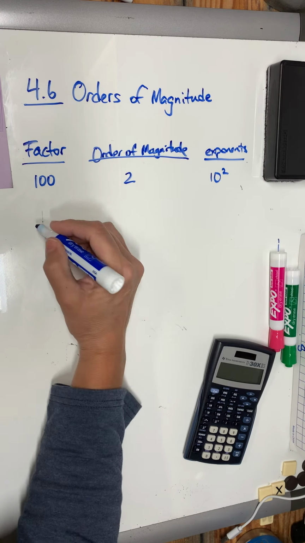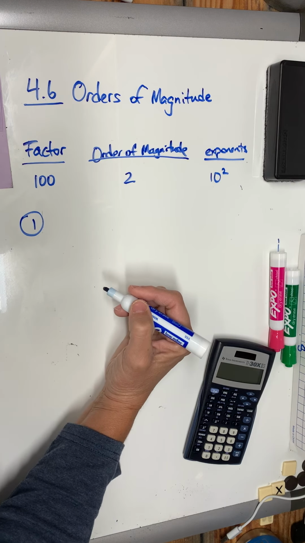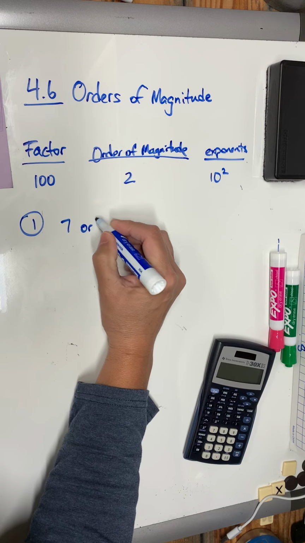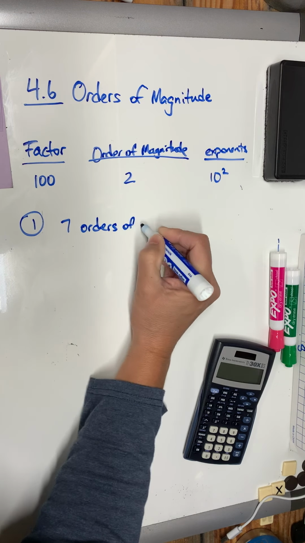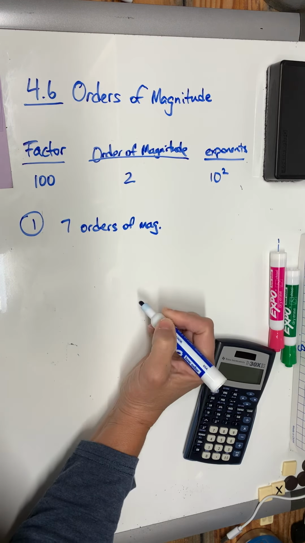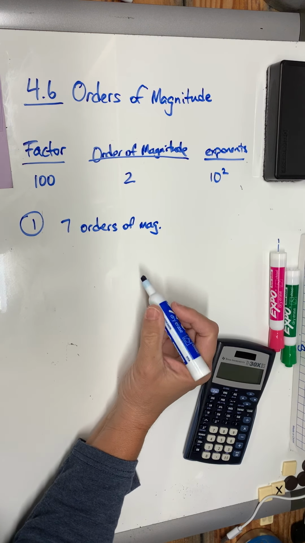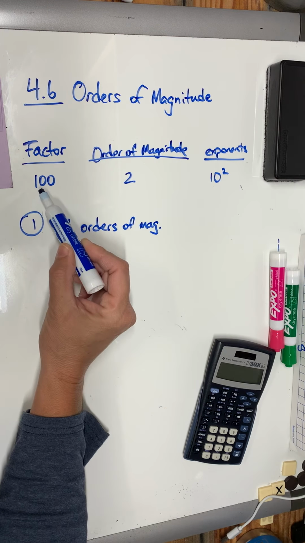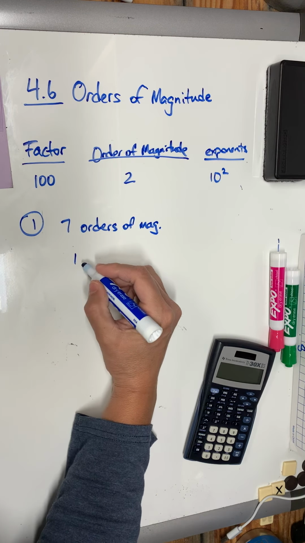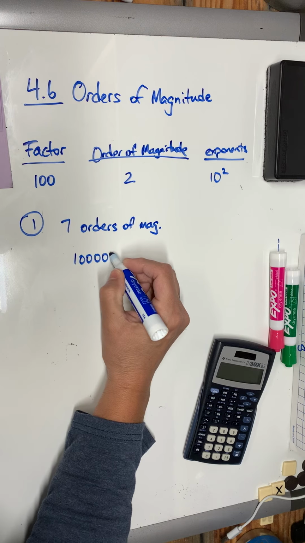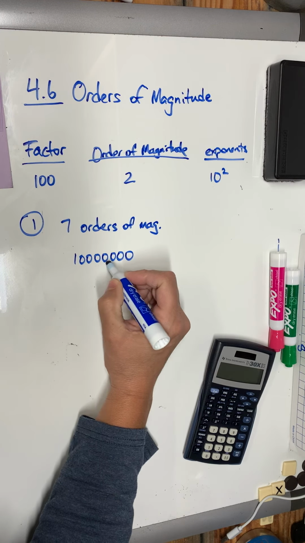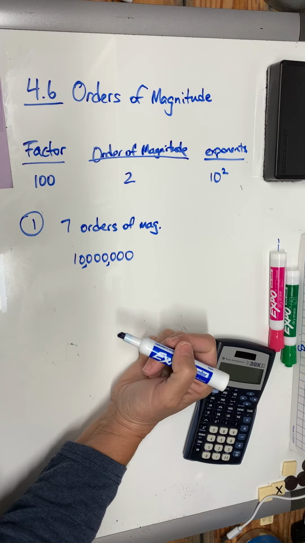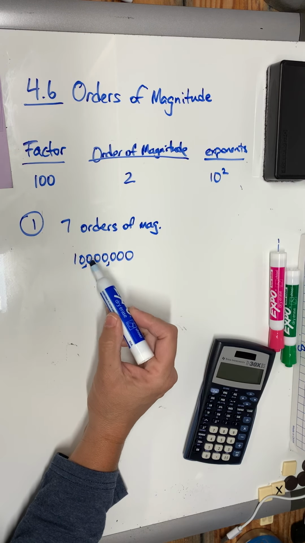So let's look at problem number 1. Mine says if a grain of sand decreased in volume by 7 orders of magnitude, by what factor would its volume decrease? So they give me the 7 for the order of magnitude. What would be the factor? Well, it would be the number 1 with 7 zeros after it. So 10 million would be my answer. 1, 2, 3, 4, 5, 6, 7.